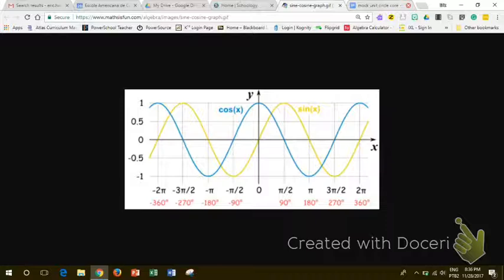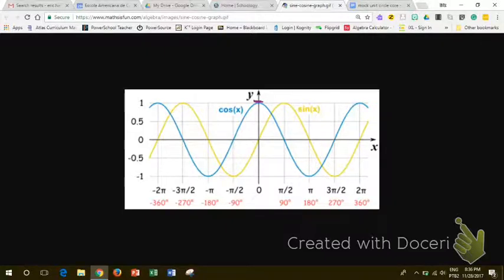All right. Before we jump into problems 9 and 10, we need to understand what our sine and cosine graphs look like. So I pulled up an image of it, and here's what you need to remember. Let's start with cosine, which is in blue. Cosine starts with 1 right here on the y-axis.